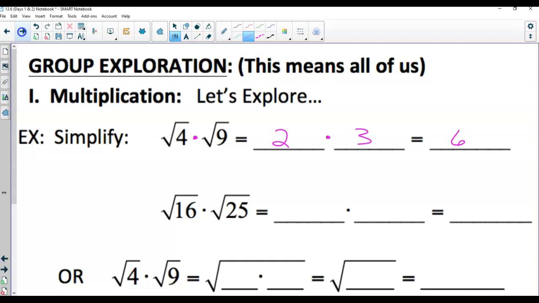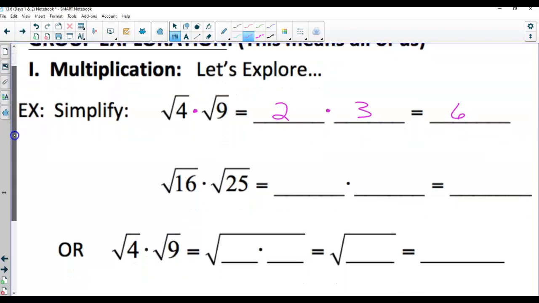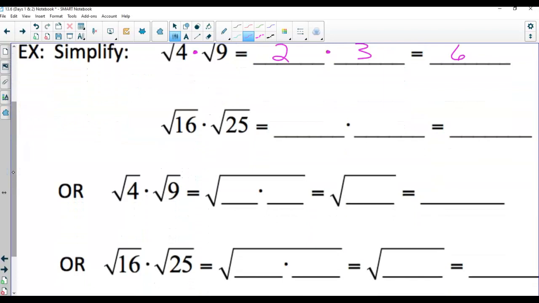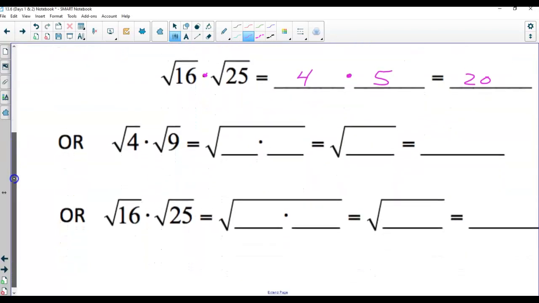That's one way to do it. Okay. Another way is I got 16. The square root of 16 I know is 4. The square root of 25 is 5. And if I multiply those together, I get 20. That is the easiest, well, one way to see it.